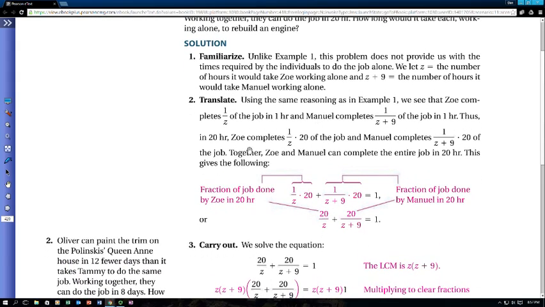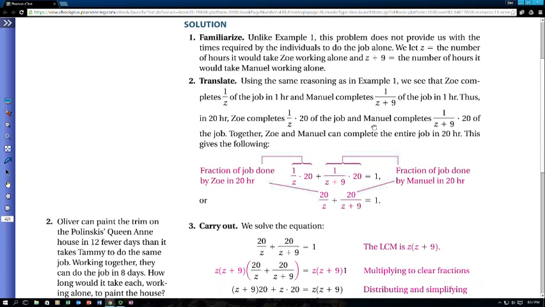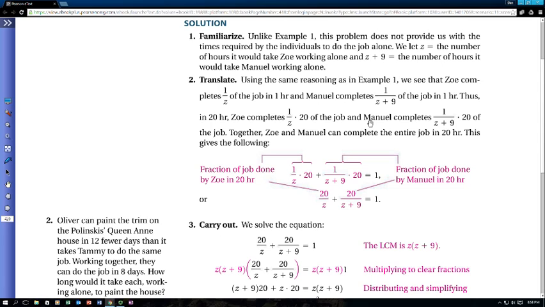So we know that the amount of time in hours is 20 hours. Zoe completes 1 over Z times 20 of the job, because this is how much she does in 1 hour. And Manuel does 1 over Z plus 9 times 20. In other words, how much of the work each one of these would do if this is the rate they do per hour, right?